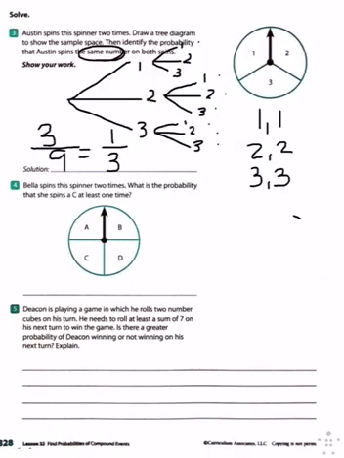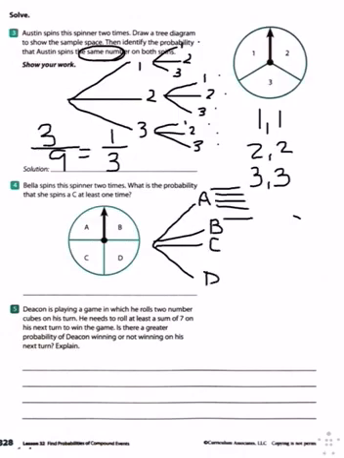Number 4, Bella spins the spinner 2 times. What is the probability that she spins at least a C at least 1 time? So again, we can make another tree diagram, except this time we have 4 possible answers. We have A, B, C, and D. And so when we split it off again, we have to do A, B, C, and D both times. We have to do it for all 4.